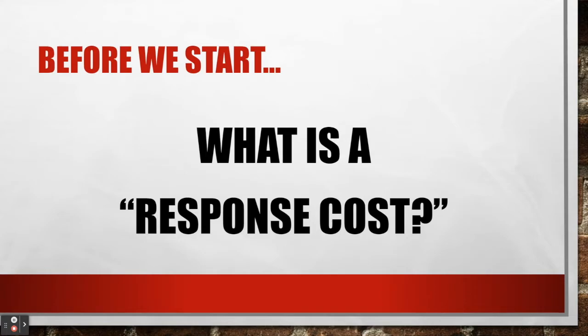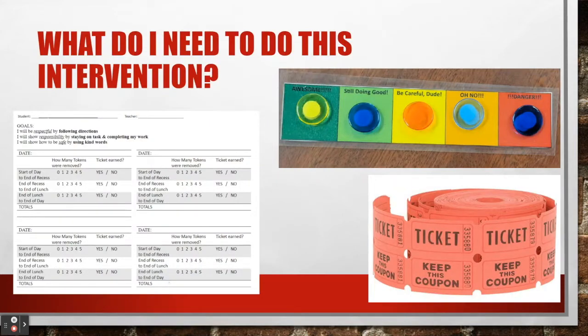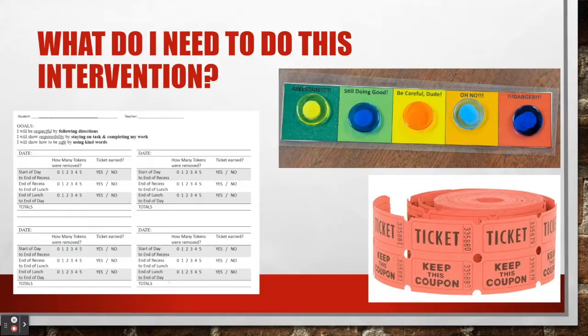Let's get into it. What do you need to do this intervention? You're going to need to start off with a strip that looks kind of something like this. And you're also going to need a form to be able to record and collect data so that we can progress monitor how the child is doing throughout the span of this intervention. Because it is a raffle as well, you're going to need some form of ticket here.